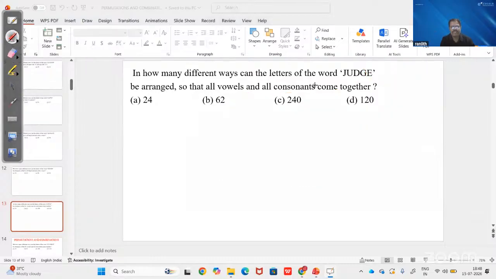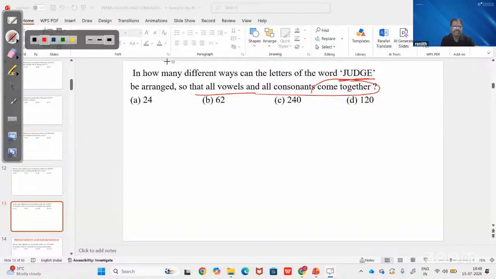In how many different ways can the letters of the word JUDGE be arranged so that all vowels and all consonants come together? Before solving this one, let's see one basic thing in permutation and combination. Just look at the question. How many vowels are in JUDGE? J-U-D-G-E. There are 2 vowels.